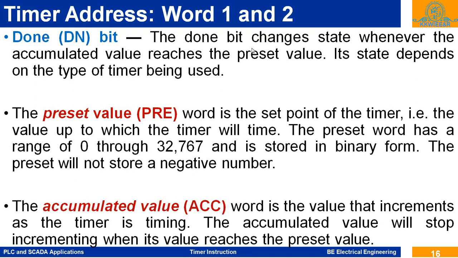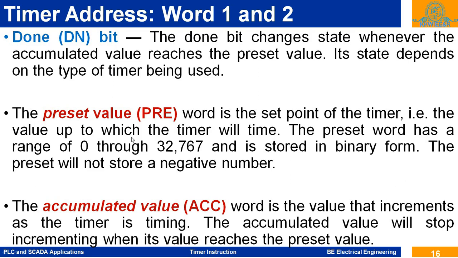Done bit. The done bit changes state whenever the accumulated value reaches the preset value. Okay, based on the preset value in the timer and the accumulated value in the timer, these two values are compared and its state depends on the type of timer being used. Okay, so the accumulated and preset values are compared, and based on that the done bit will change its state.